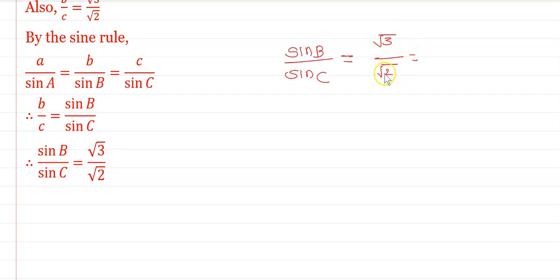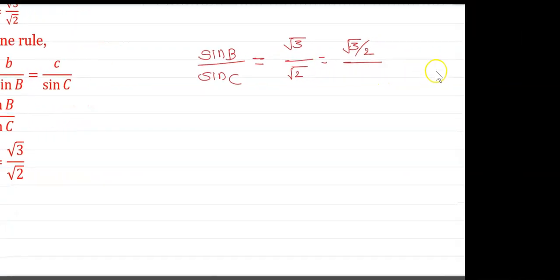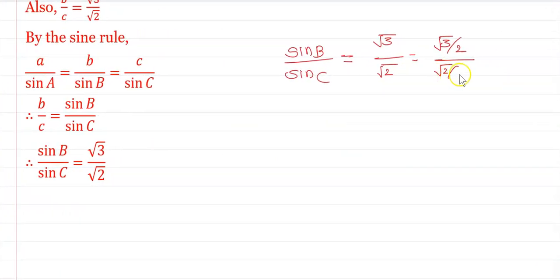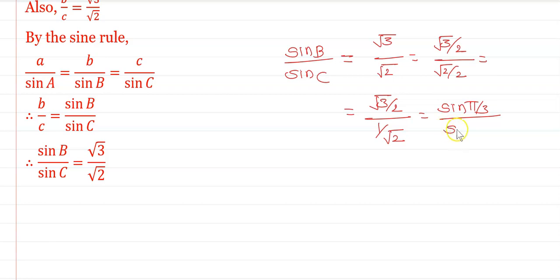If you divide numerator and denominator by 2, then for the numerator you will get root 3 upon 2, and for the denominator root 2 upon 2. Therefore you will get sin B, the numerator root 3 upon 2, and the denominator 1 upon root 2. Now here, sin B means what? The angle is sin of pi by 3, and for the next angle this is the sin of pi by 4.